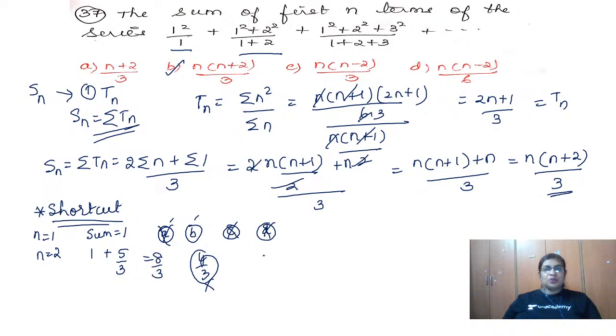Put n is equal to 2. So 2 into 2 plus 2, 4 by 3. And magic, it is 8 by 3. So which option is satisfied? This is a shortcut. So put n is equal to 1. Suppose for n is equal to 2 also you're not able to get it, put n is equal to 3. Add all the 3 terms and then check which option is satisfied. You're going to get the same option. Hope the idea is clear to you. Yes?